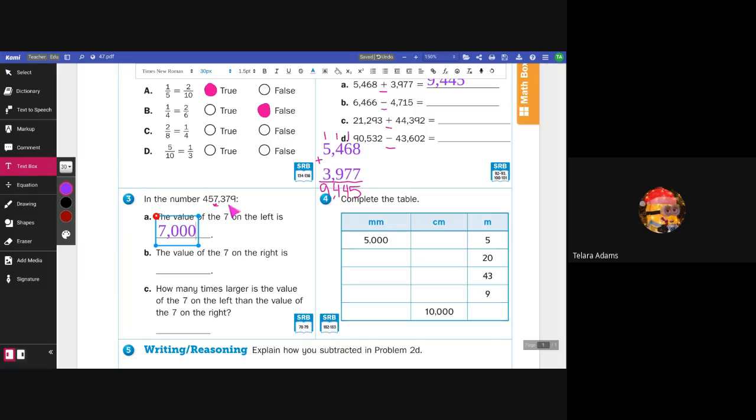Now, what is the value of the 7 on the right? This one here. What is the value? Put it on the line. How much is it worth? I know it's in the 10 spot, but you're telling me the value, the worth.